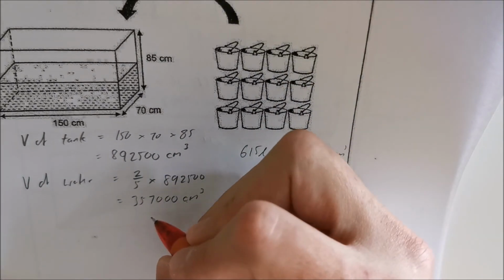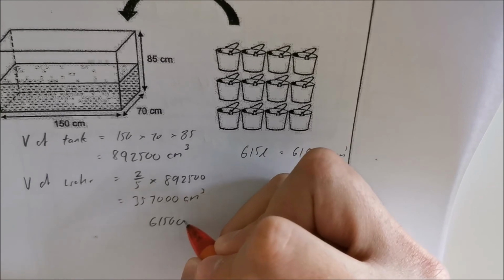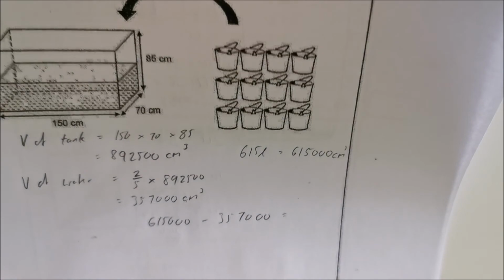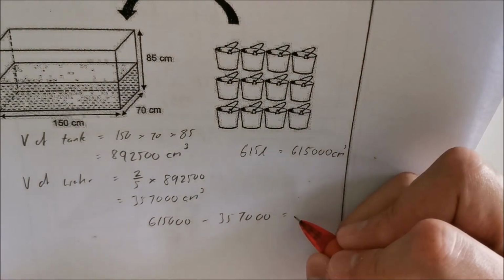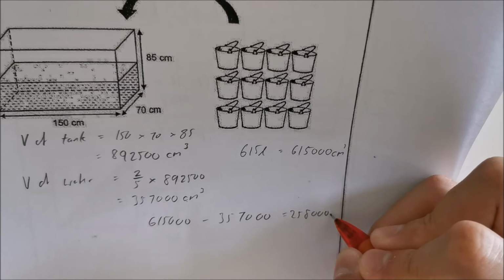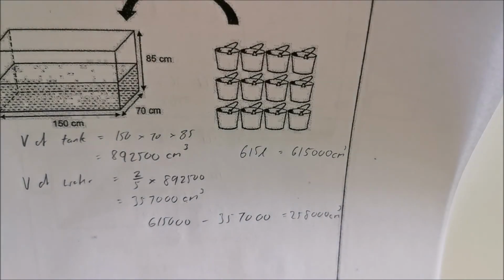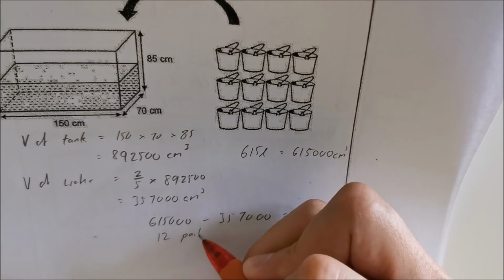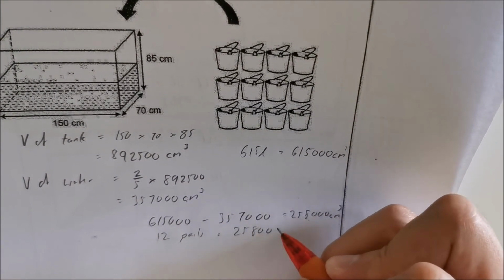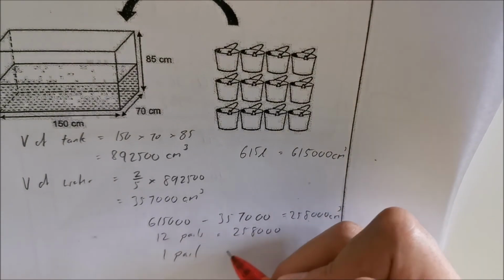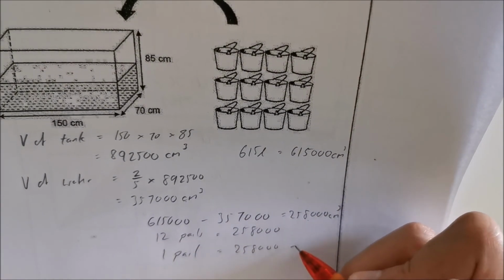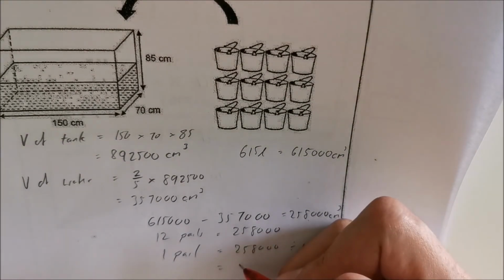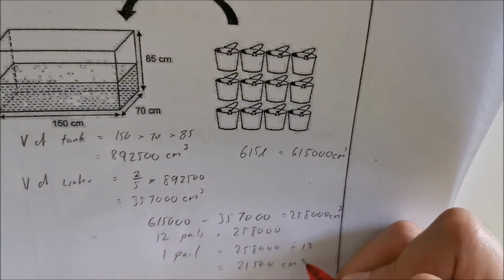Okay, so what I will do here is this. 615,000 minus 357,000, I will get 258,000 cubic centimeter. Okay, then what is the volume of each pail? This is actually 12 pails. So 12 pails is 258,000. So 1 pail will be just 258,000 divided by 12. I will get 21,500 cubic centimeter.